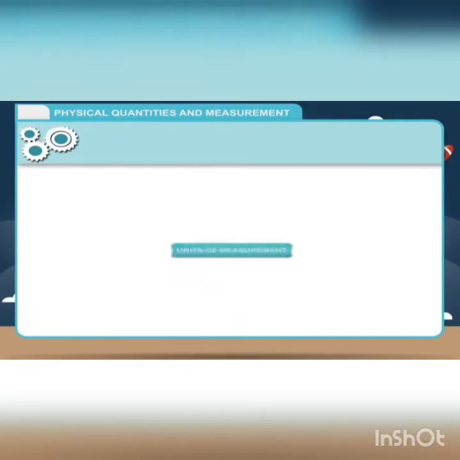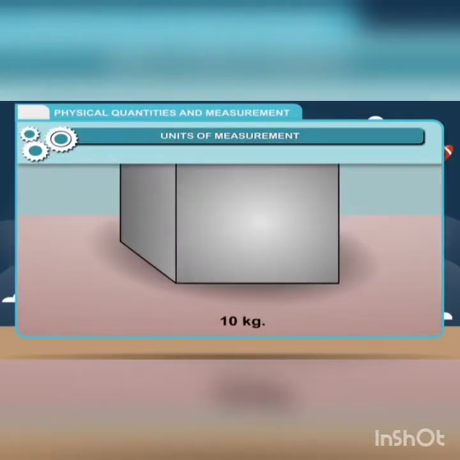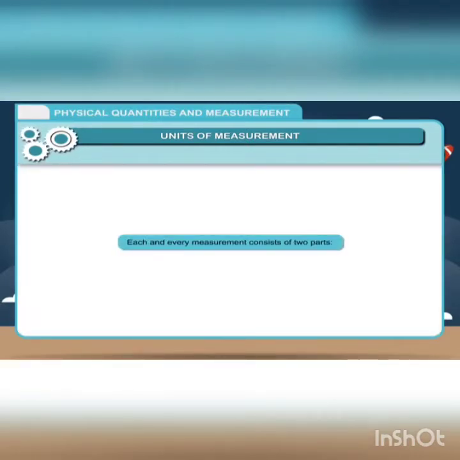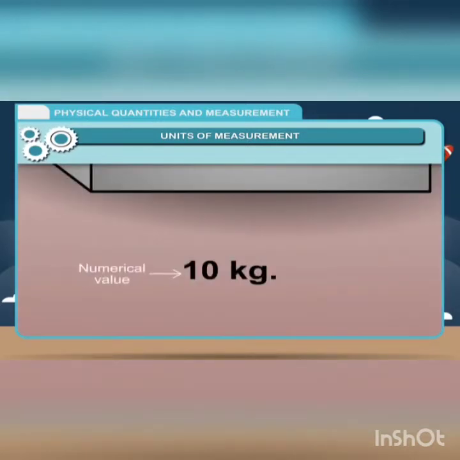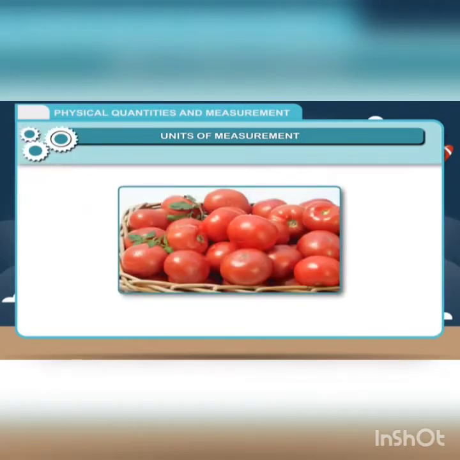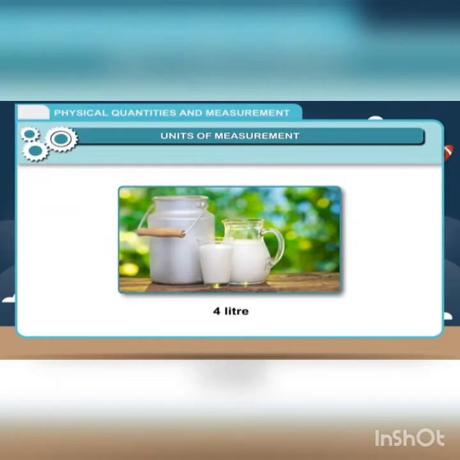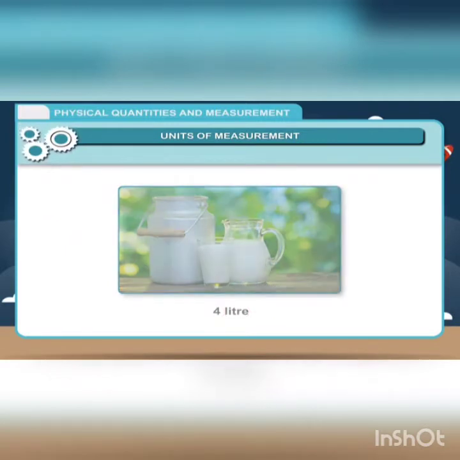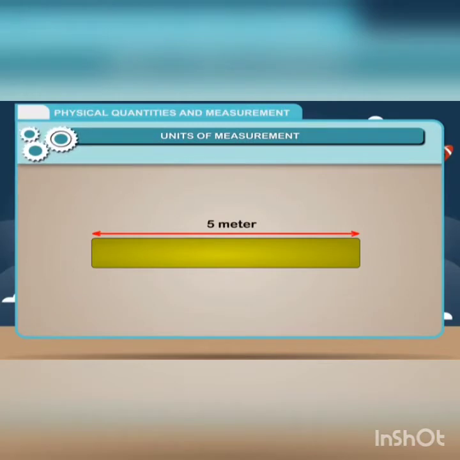Units of measurement. Measurement requires the comparison of an unknown quantity with some known fixed quantity of the same kind. This known fixed quantity is called the unit. Each and every measurement consists of 2 parts. 1. A number called numerical value. 2. A symbol or alphabet that denotes the unit associated with it. Examples: 1. When we say the quantity of tomato is 5 kilograms, then 5 is the numerical value and kilogram is the unit of mass. 2. If the amount of milk is 4 liter, then 4 is the numerical value and liter is the unit of volume.